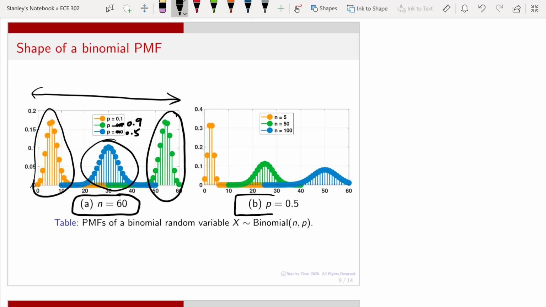Now, on the other hand, if I fix the probability p equal to 0.5, and I change the number of n's, then you can see that for small n, I'm concentrated here, and for larger n's, I'm going towards the other side. It is also interesting to observe that as you make n bigger and bigger, the distribution becomes more and more like a bell shape. And that's why the binomial, in the limit, can be approximated by a Gaussian random variable.